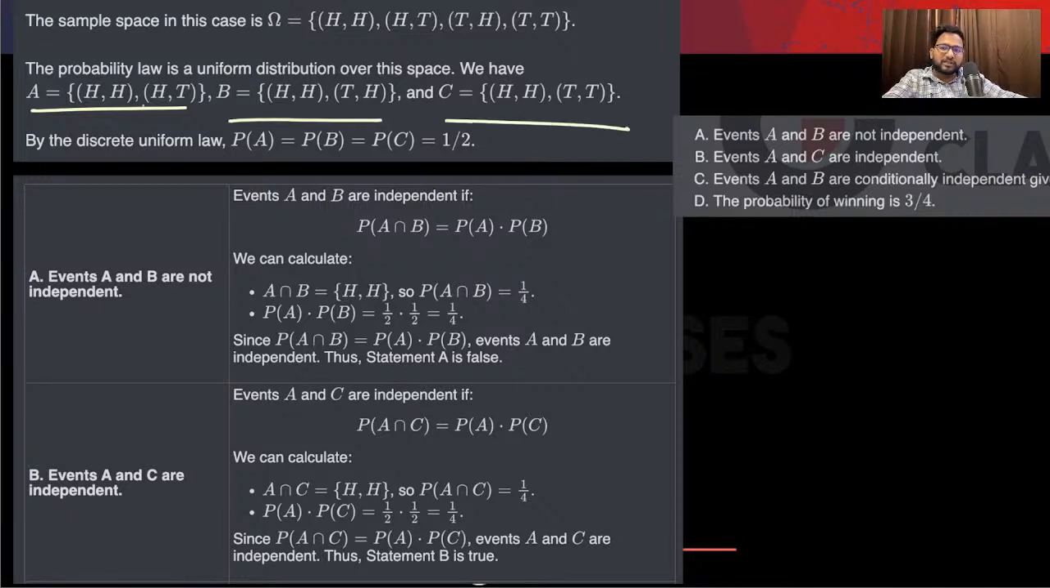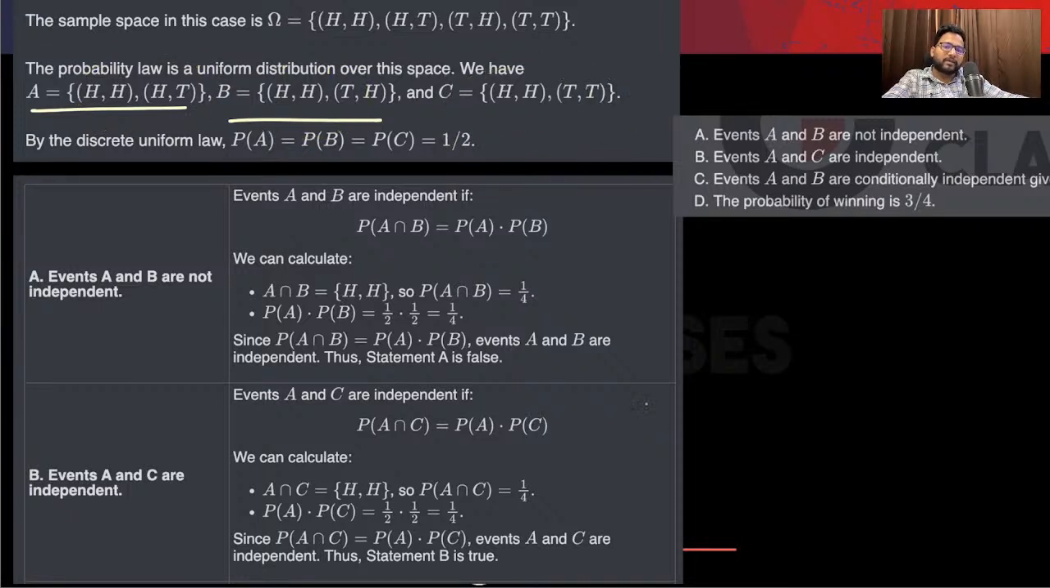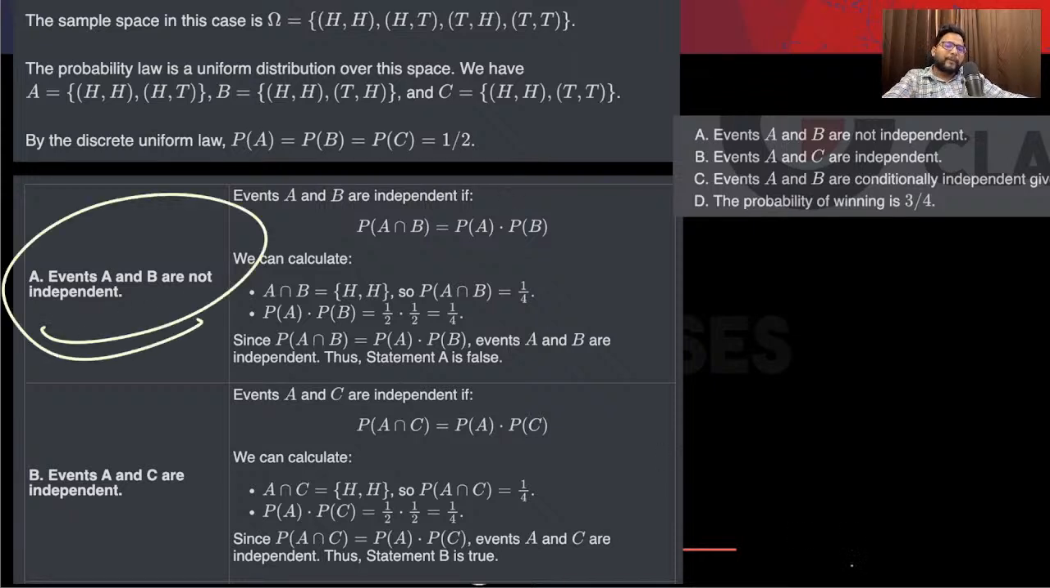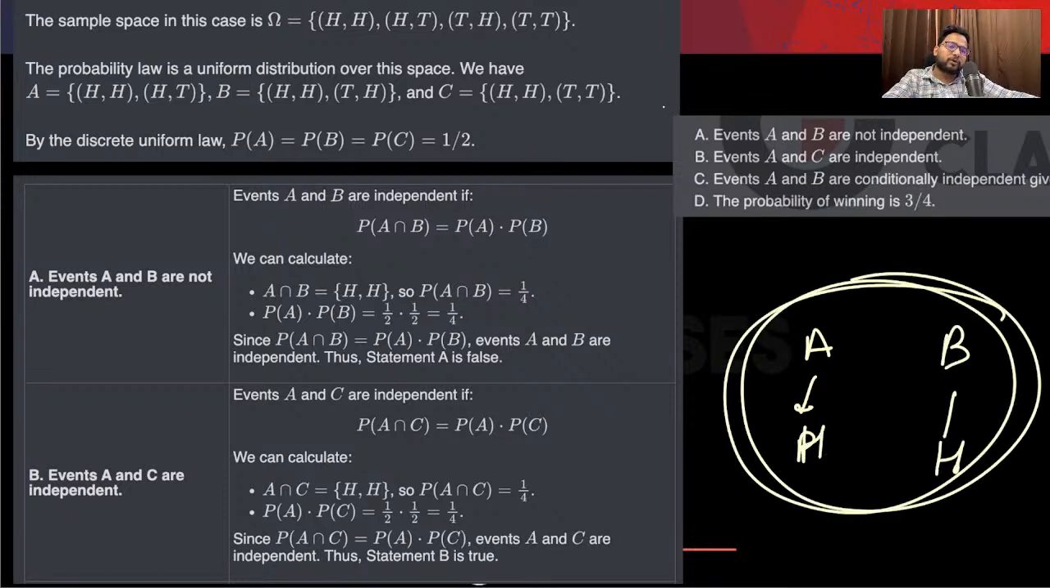Now, since these are just elements in the sample space, the probabilities of A, B, and C are 1 by 2, 1 by 2, 1 by 2 only, right? Now, the first option: events A and B are not independent. A is the event where the first is heads, B is the event where the second is heads. Obviously, it is very intuitive that it is true. Oh, sorry, it is false, because they are actually independent.